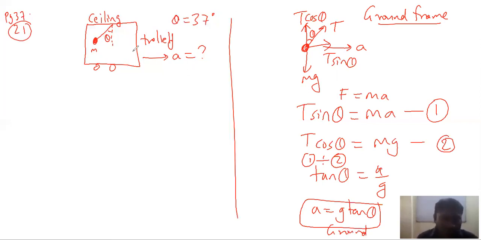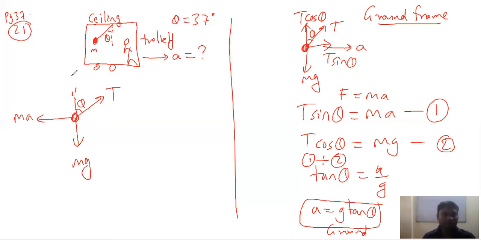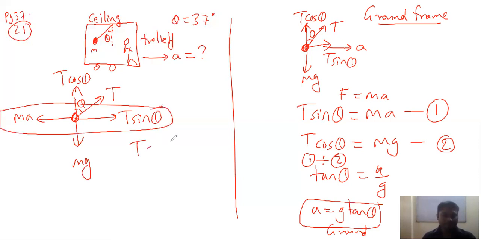Now, if I observe from this trolley, what is the free body diagram? Pseudo force ma in the backward direction, because the trolley is accelerating forward, so the pseudo force will act in the backward direction. mg will act in the downward direction. Tension will act in this direction. Let us say this angle is theta. So the component of tension will be T cos theta, and this component will be T sin theta. So T sin theta balances ma, and T cos theta balances mg.